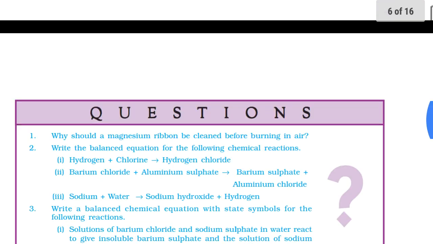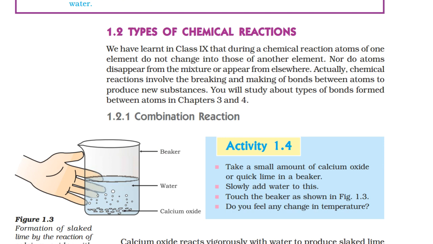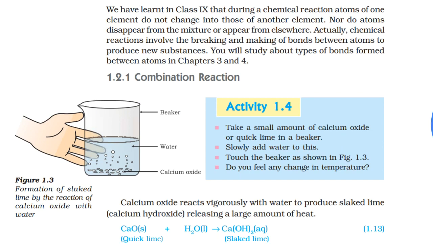Now, types of chemical reaction. We have learned in class 9 that during a chemical reaction, atoms of one element don't change into those of another element, nor do atoms disappear from the mixture or appear from elsewhere. Actually, chemical reactions involve the breaking and making of bonds between atoms to produce new substances. You will study the types of bonds formed between atoms in chapters 3 and 4.